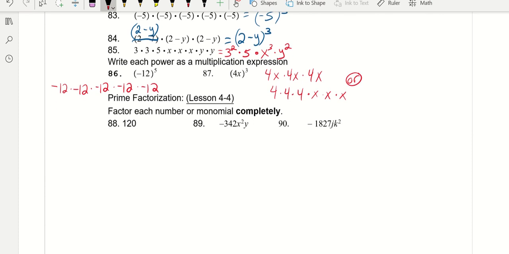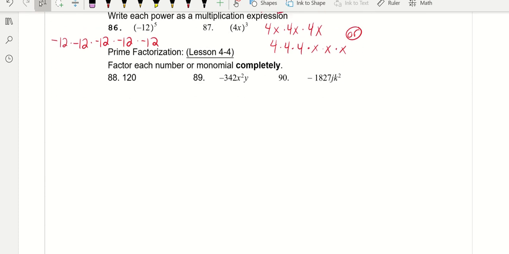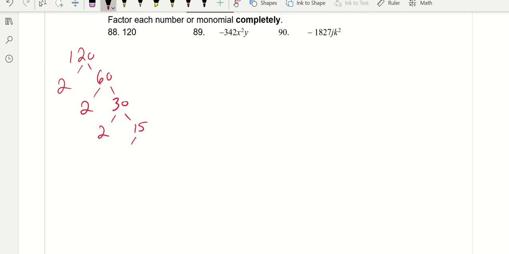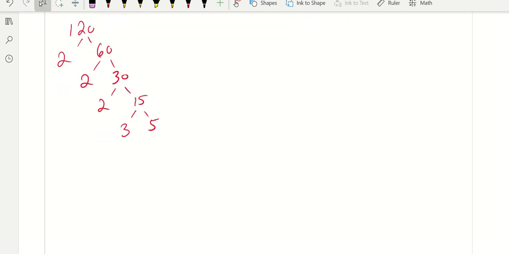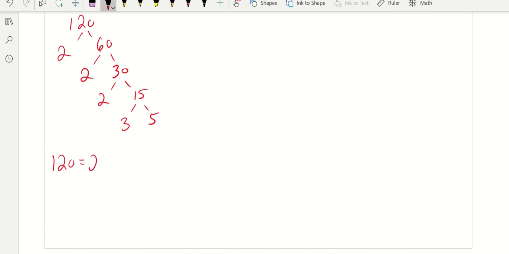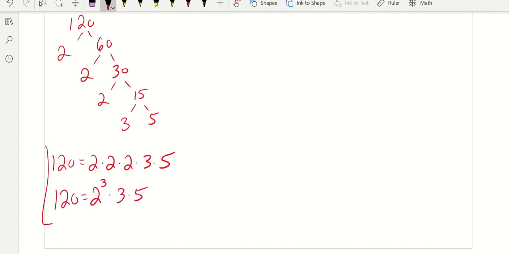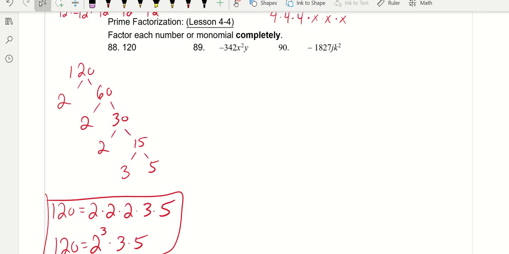Okay. Write each number or monomial, or factor each monomial or each number completely. 120. This is 2 multiplied by 60. 60 is 2 multiplied by 30. 30 is 2 multiplied by 15. 15 is 3 multiplied by 5. So 120 is equal to 2 multiplied by 2 multiplied by 2 multiplied by 3 multiplied by 5. There it is in expanded form. In exponential form, 2 to the power of 3 multiplied by 3 multiplied by 5. So there you go, prime factorization, and there's your factor tree.